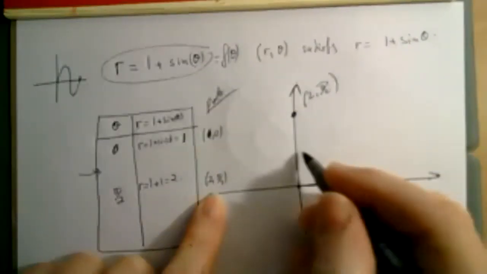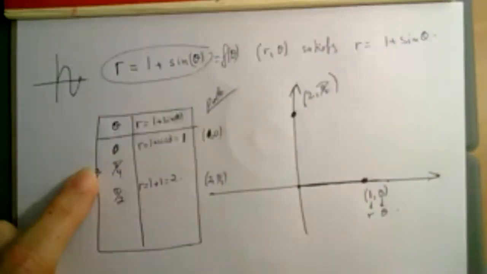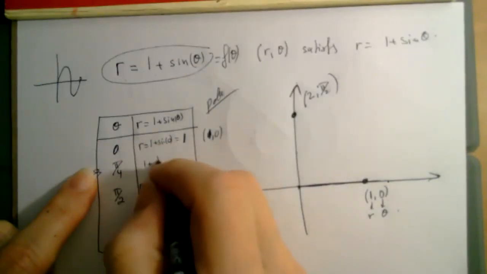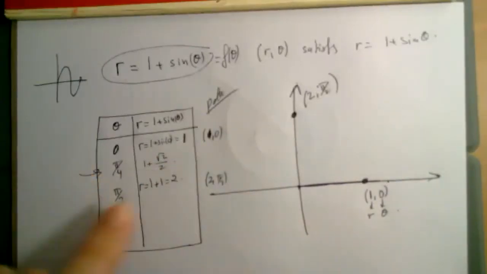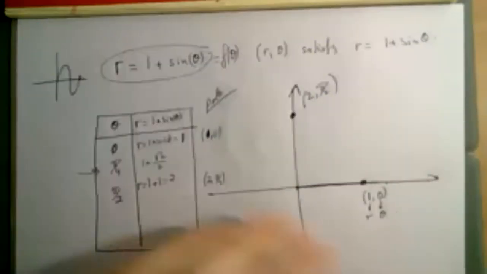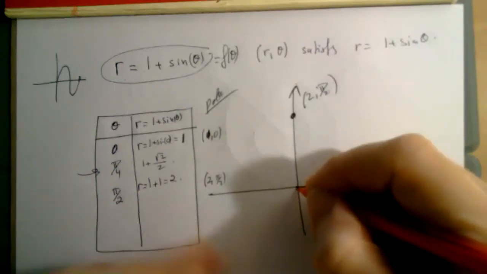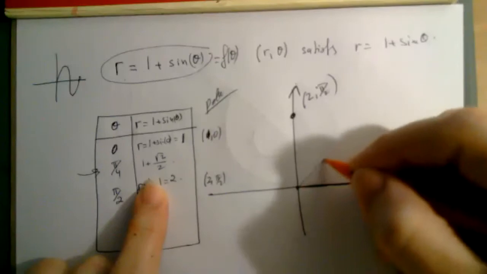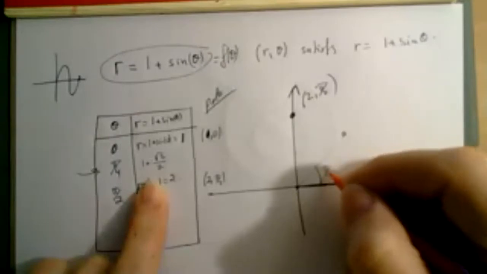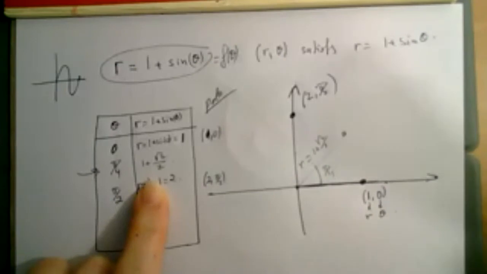Now what's happening in between? What does the curve look like? I will take a value in between, pi over 4. The r would be 1 plus the sine of that, which is 1 plus the square root of 2 over 2. Remember, theta we measure from here to here. So when theta is pi over 4, r is a little bit more than 1. So it's right there. This is pi over 4, and this is my r, which is 1 plus square root of 2 over 2.